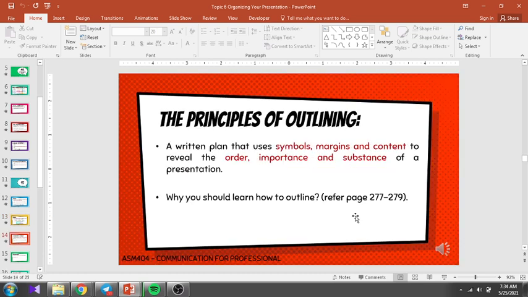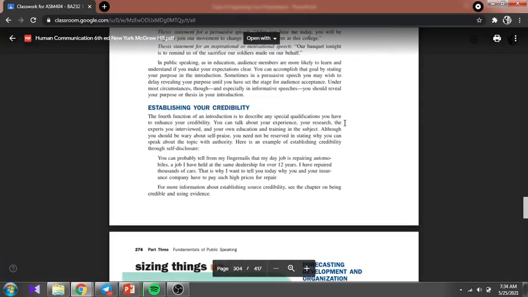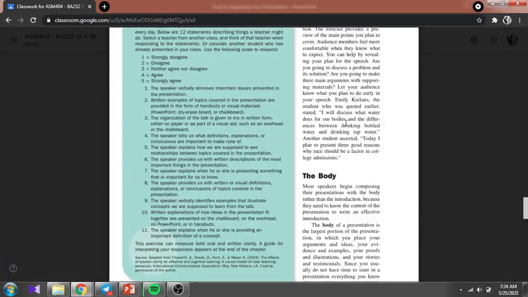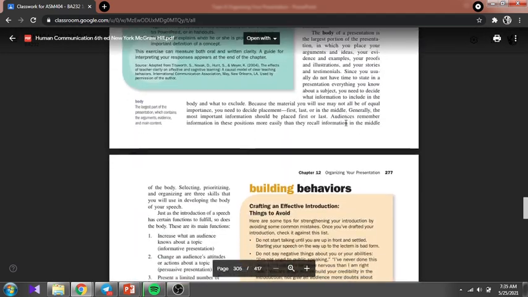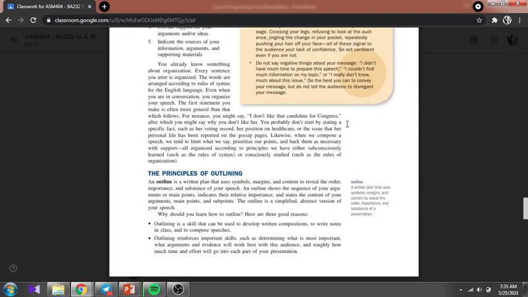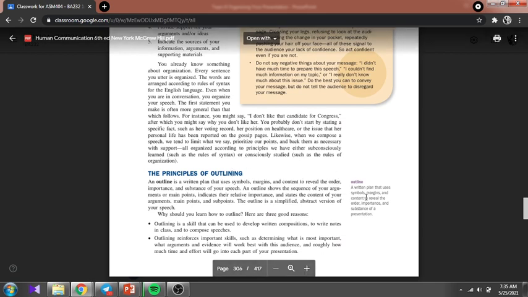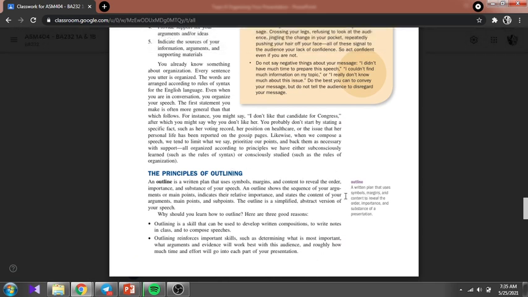Okay. The principle of outlining: a written plan that uses symbols, margins, and content to reveal the order, importance, and substance of a presentation. So what should we learn? How to outline. So go to page 277. Okay, go to 277 now. This is how you are going to outline the body of your speech. Outline is a written plan that uses symbols, margins, and content to reveal the order, importance, and substance of a presentation.